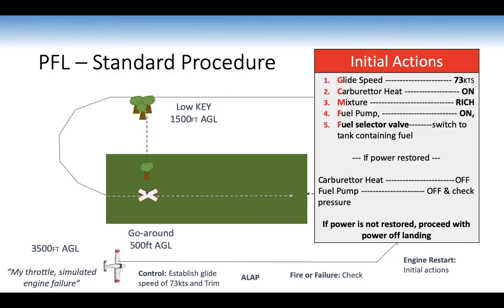So glide speed 33 knots, carburetor heat on, maybe there's icing. Mixture fully rich. Fuel pump on, maybe the engine-driven pump failed. Fuel selector switch to tank containing fuel. And if power is restored, carburetor heat off, fuel pump off, and check pressure. If power is not restored, proceed with the powered-off landing. So we'll assume that's simulated, we'll continue.